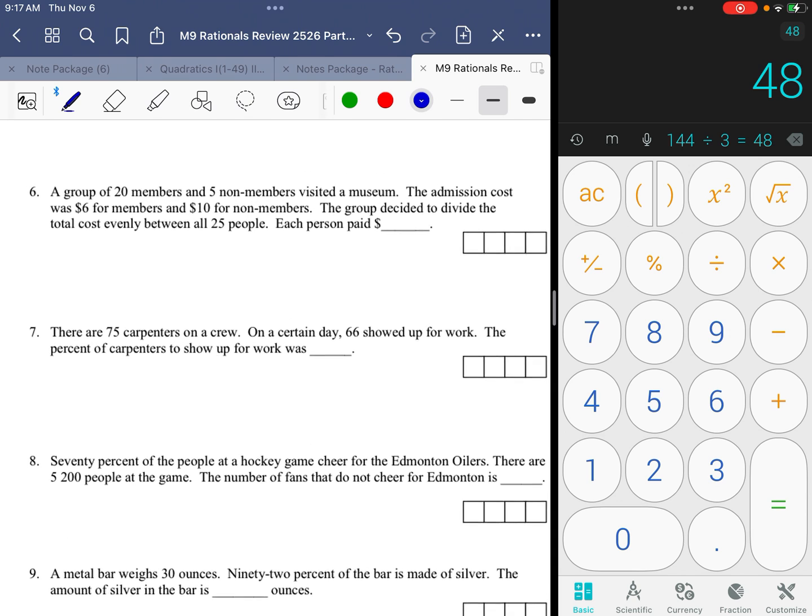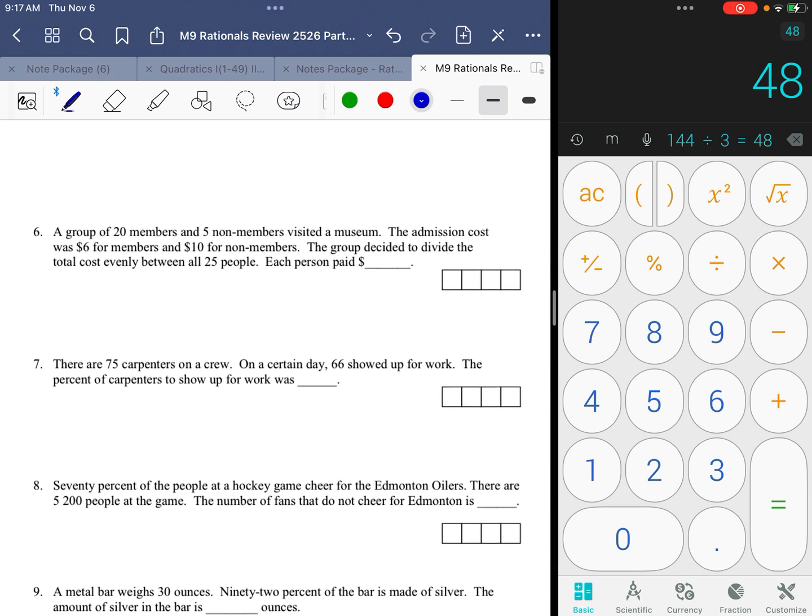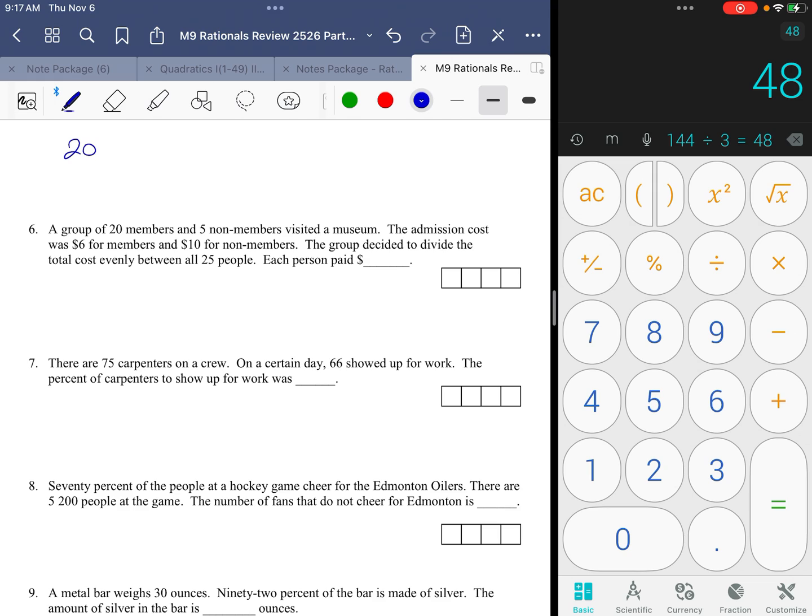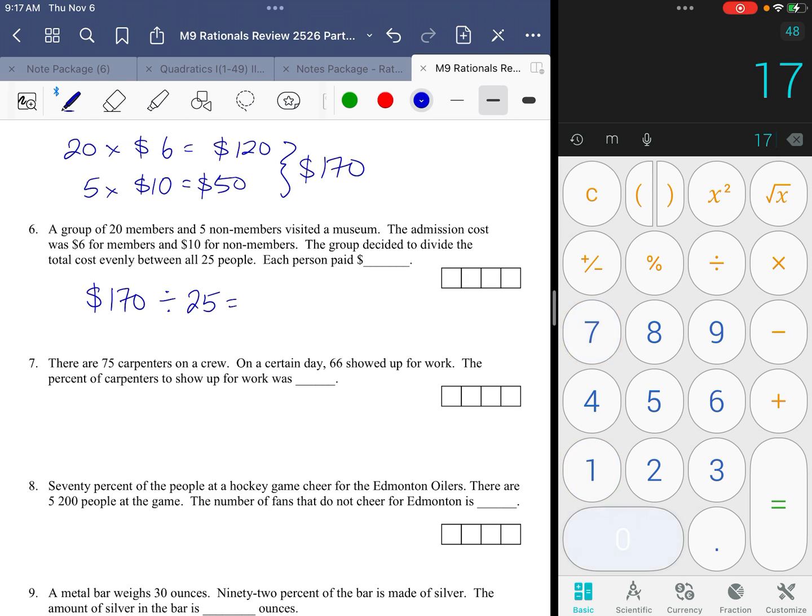On to the next. A group of 20 members and 5 non-members visited a museum. So we've got 20 members. They're all paying $6. So they would have spent 120. And then we've got 5 non-members paying $10. So they spent $50. Well, together, that's $170. But we're going to take that 170 and split it evenly amongst all the people. So each person has to pay $6.80.